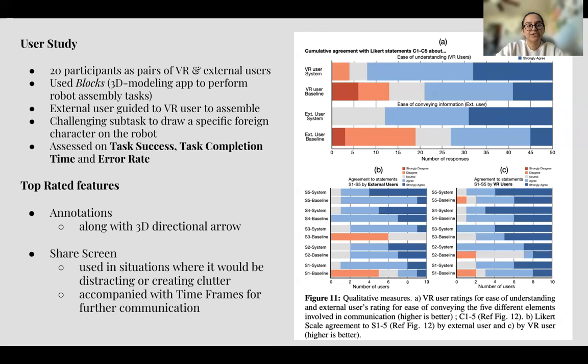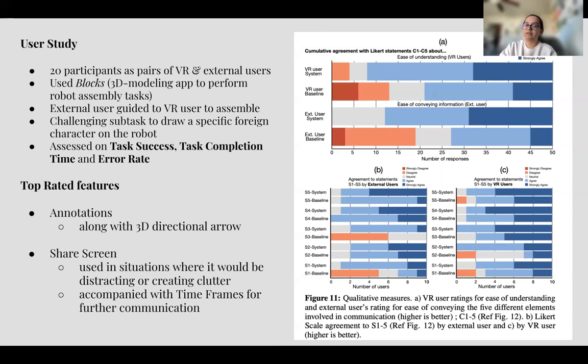The top rated features were annotations, along with 3D directional arrow. This is very important because when you are seeing a virtual reality screen, you don't know where a person in 2D screen has annotated. There, you could communicate and be like, oh, this is where, but the important part they added a 3D directional arrow that would point in the direction of the annotation until the annotation is on your screen. Share screen, which was used in situations where it would be distracting or creating clutter.